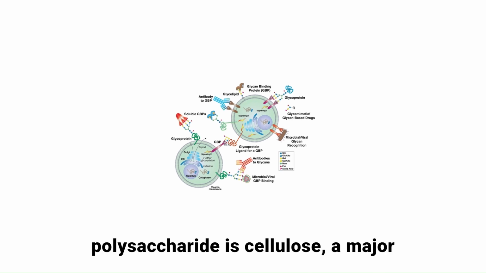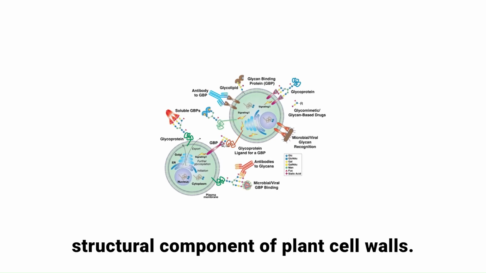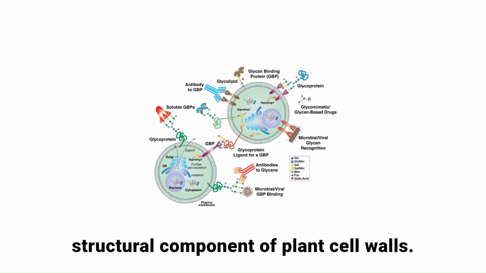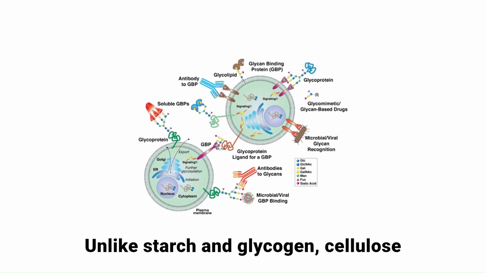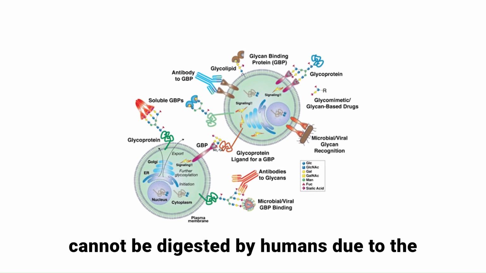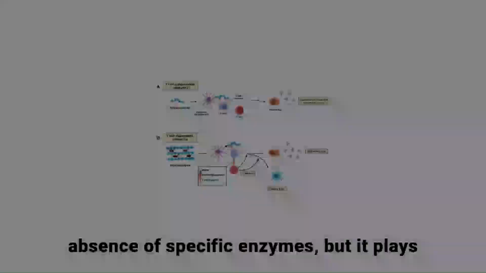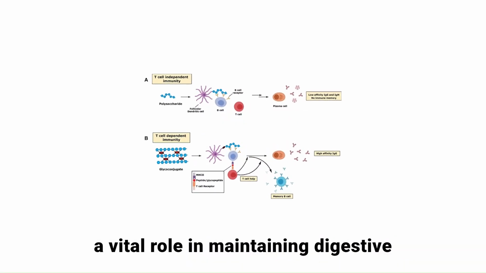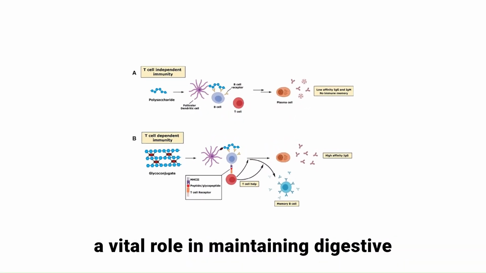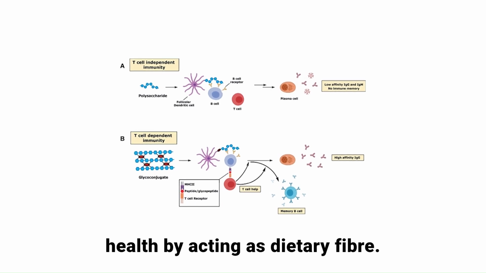Another important polysaccharide is cellulose, a major structural component of plant cell walls. Unlike starch and glycogen, cellulose cannot be digested by humans due to the absence of specific enzymes, but it plays a vital role in maintaining digestive health by acting as dietary fiber.